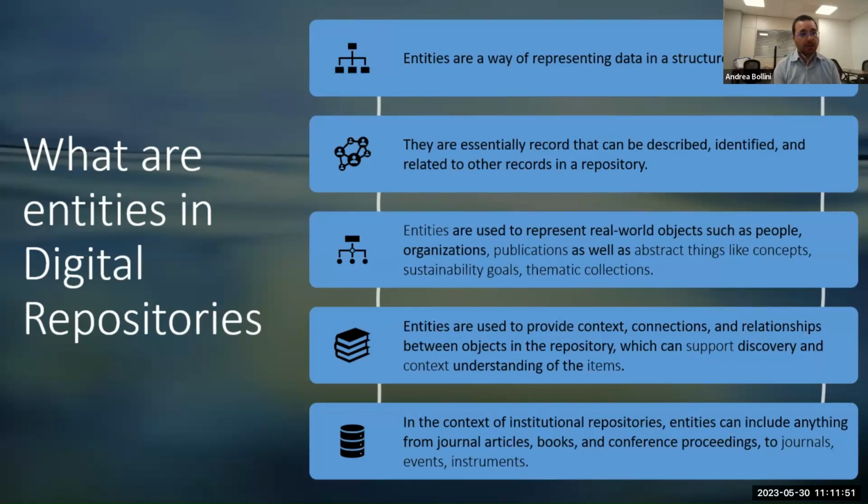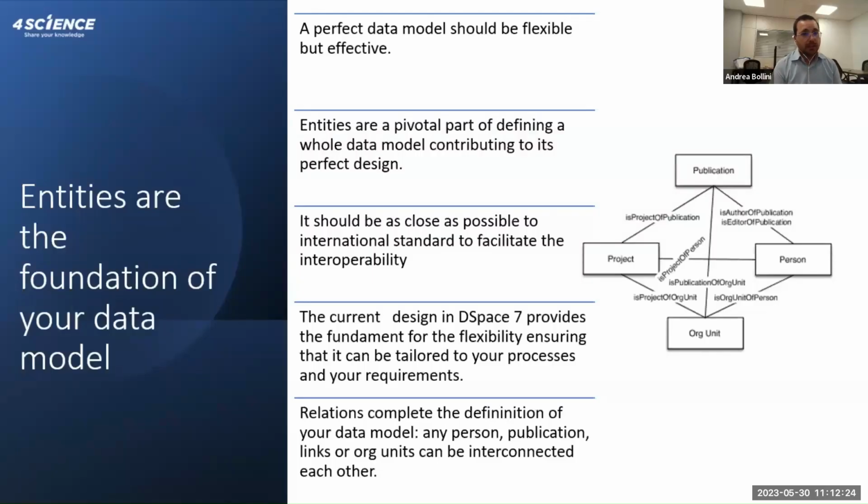Of course, in the context of institutional repositories, some examples come to our mind immediately, and they can be journal articles, books, conference proceedings, so different types of resources or research output. But they can also be used to represent detailed aspects of a specific journal title, or talk about events, instruments, words, and many, many others. So entities are the starting point of your data model for sure.